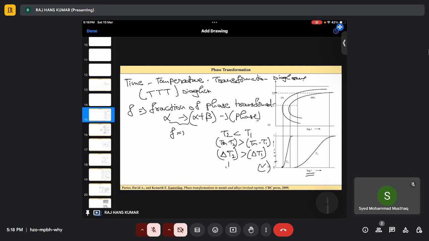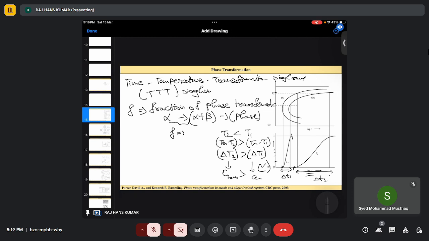That means the nucleation rate is high here. Here the nucleation rate is low. So it takes this much amount of time for high nucleation rates. And here it takes a long duration of time. Why? Because of less undercooling. That means a smaller amount of nuclei are formed, and these nuclei have to grow, and that takes an enormous amount of time. So this is my start at T1, and this is my finish.